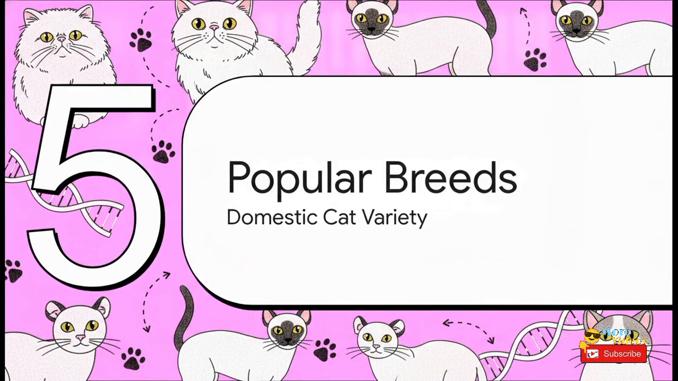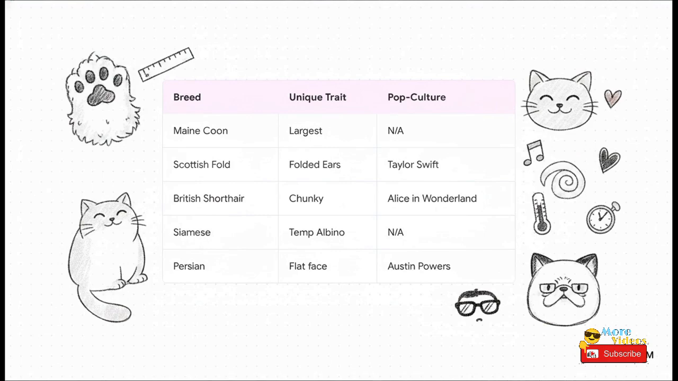Section 5. Popular domestic cat breeds. Through selective breeding, we've brought out some truly unique quirks. Take the Maine Coon. It's the longest domestic cat on record, and they are famously prone to having extra toes, a genetic trait called polydactylism.